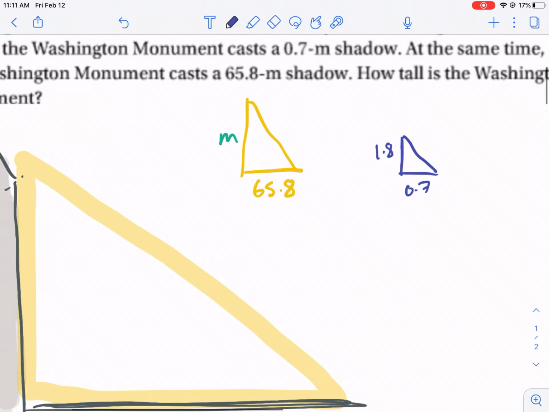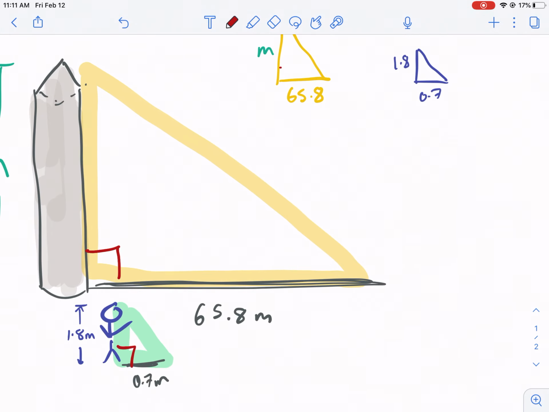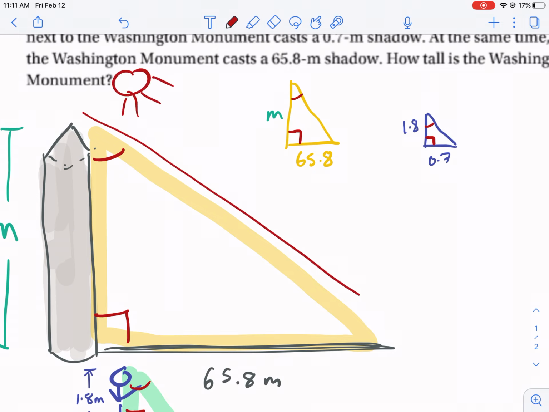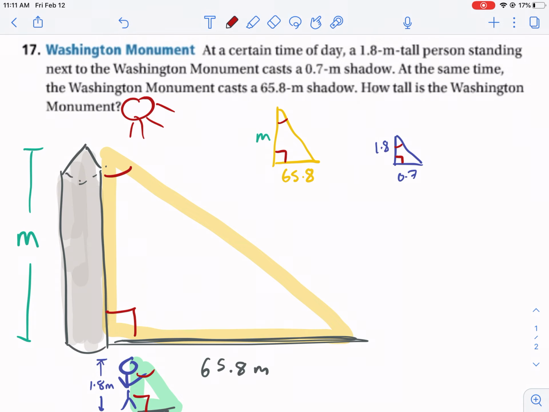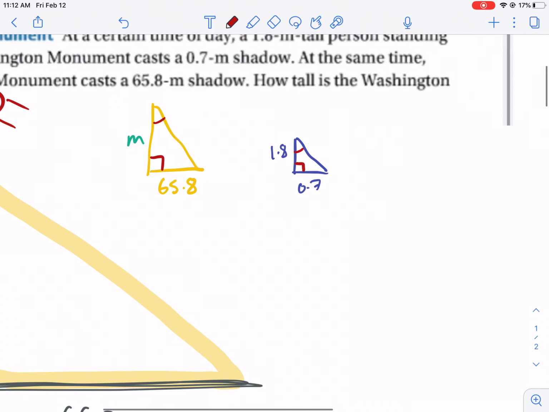And we have 0.7 and then 1.8. First let's talk about why these triangles are similar. Well, they're similar because, one, we're assuming they're standing at 90-degree angles. So there has to be a second angle, and that's here. Here is the same angle because that is the angle of the sun. The sun comes down and it creates the same shadow everywhere. That's the whole idea behind shadows, is that the sun creates similar triangles with anything that's standing at a 90-degree angle.